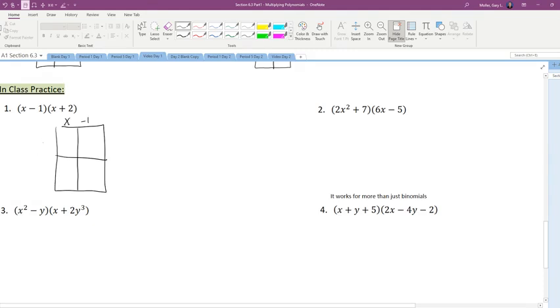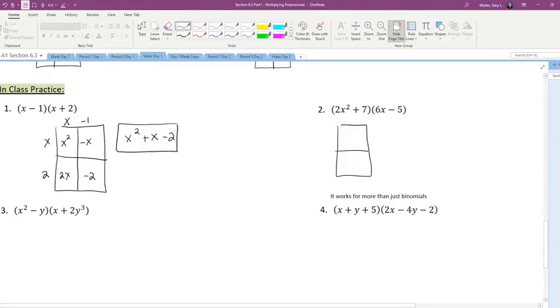X, negative 1, x and a 2, x squared, negative x, 2x, and a negative 2. X squared plus x, when I combine those, minus 2. Rectangle, 2x squared and 7, 6x and minus 5.